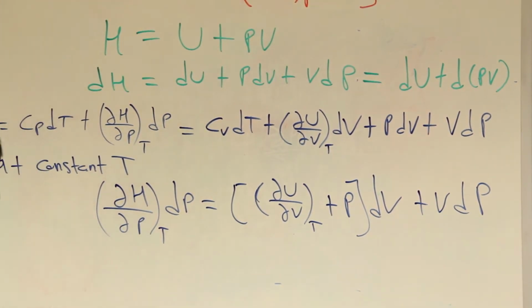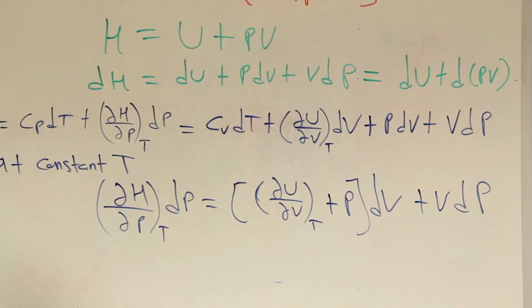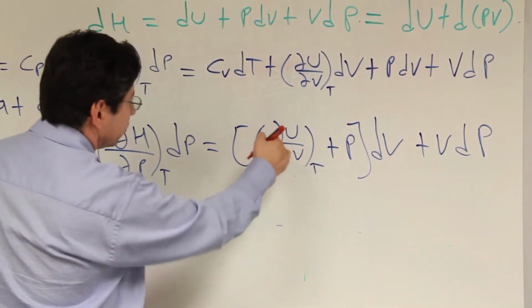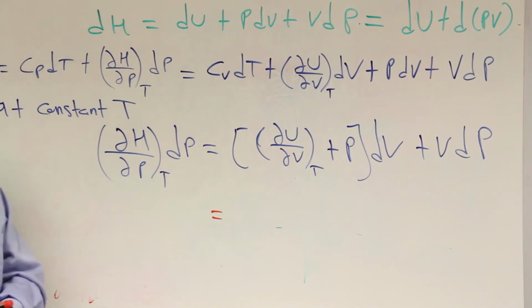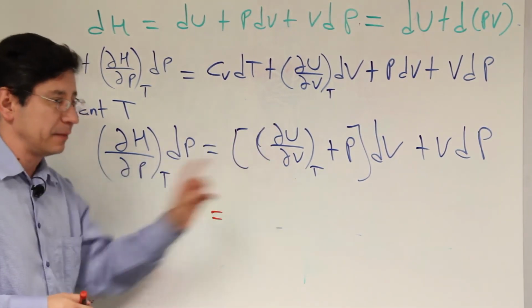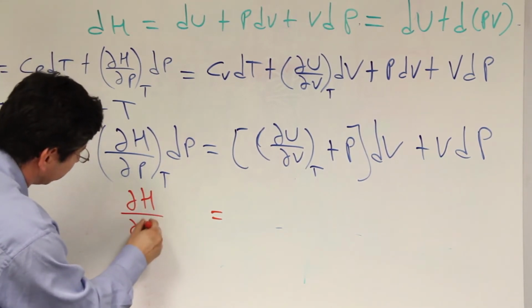Okay, so if we keep going, let me use a different color now to highlight the important results here. Well, (dU/dV) at constant T. In previous videos and in class, we learned that that's equal to what? Think about it. It's equal to what? In the meantime, we'll write this down.